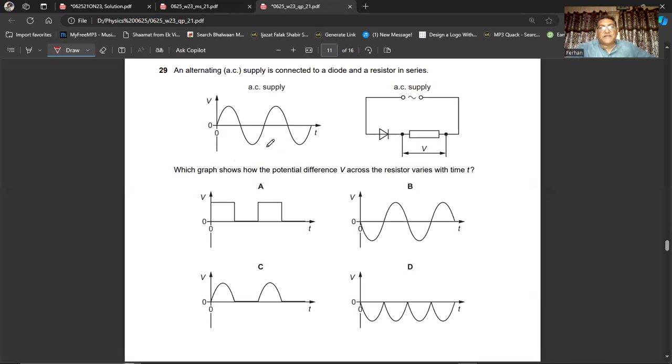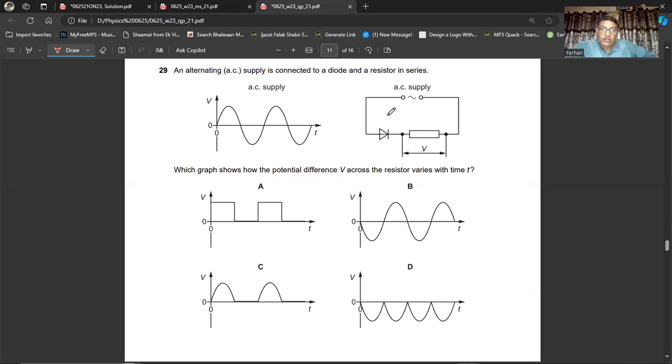So this is the graph for the alternating current supply. But because here we have a diode, when the current flows in this direction, it will let the current flow through it. But when the current goes in this direction, because this is alternating current, its direction is changing, its magnitude is continuously changing. So when the current tries to flow in this direction, the diode will become backward biased and it will not let the current flow through it. That's the property of diodes.